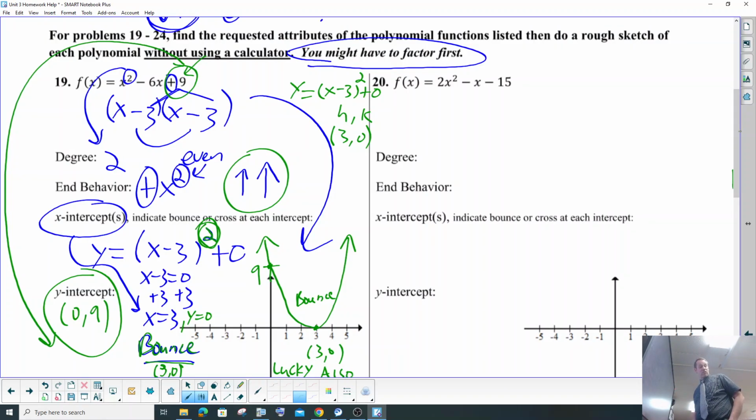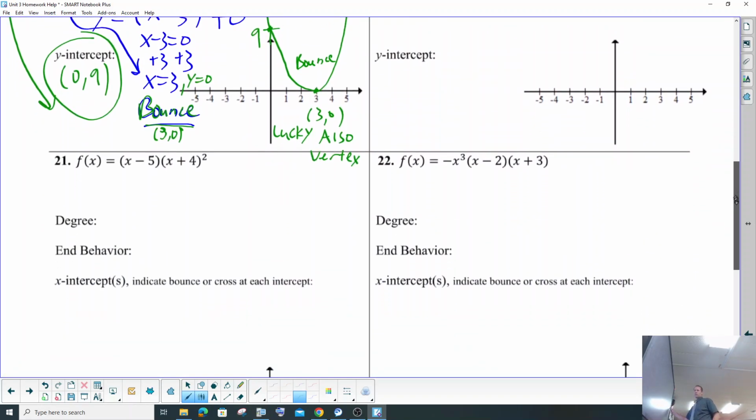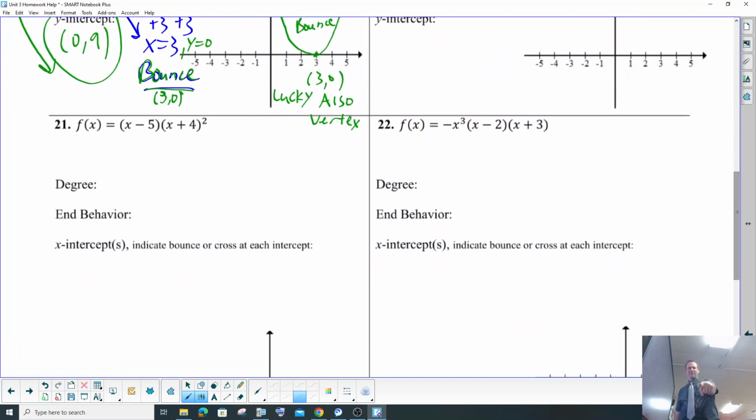Give 20 a try next. Go ahead and pause me. No, you pause me. So pause me and factor it. Factors of 3 and 5 maybe, hint, hint. So try number 20 on your own now. Pause me, try it.